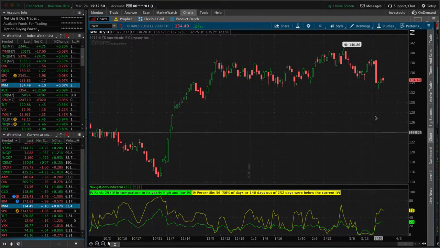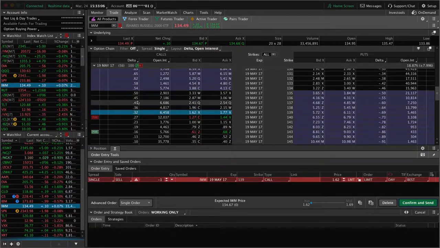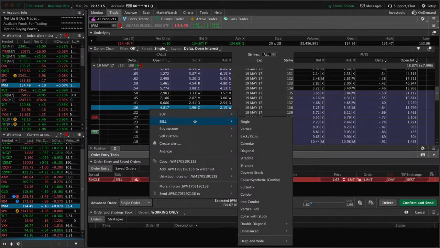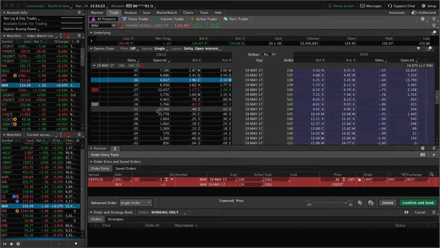So looking at IWM, the same example, let's say we're bearish on IWM. Implied volatility is high, over that 50 mark. So we simply go to the trade tab and look for that kind of 30 to 45 delta range. Let's just pick one in the middle. Let's just go with 36 as an example. So we're going to simply right click, sell vertical. Remember, we're on the call side, so we're selling a call vertical. And then we want to buy the further out of the money, kind of in that 10 to 25 delta range. So let's just choose the 16 for sake of example.